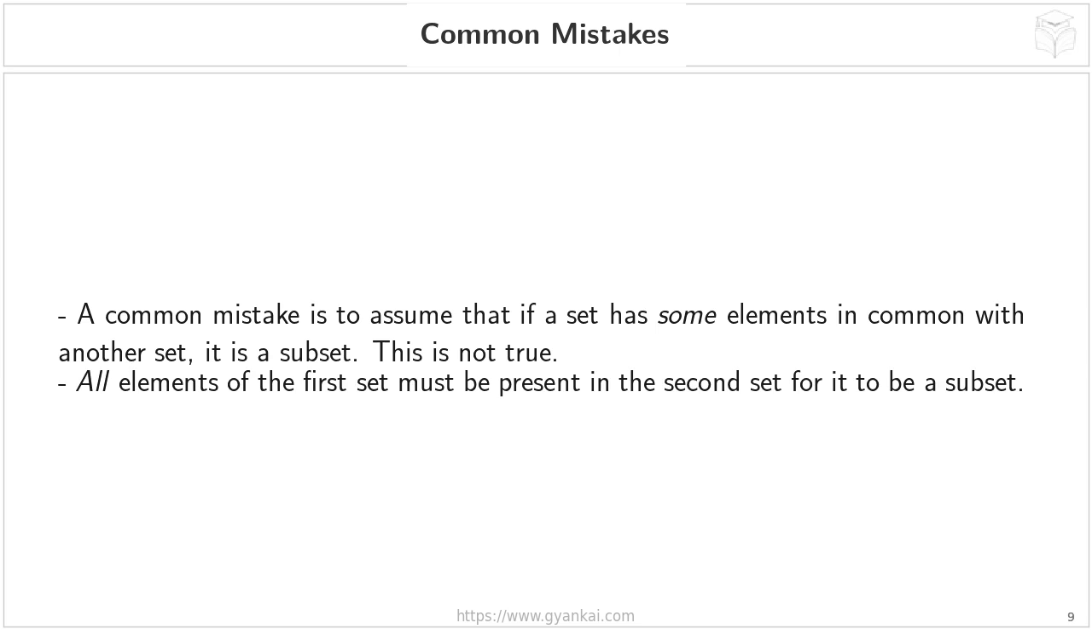Let's say you have a set A equals {1, 2, 3}, and a set B equals {3, 4, 5}. They both have 3 in common, but A is not a subset of B, because 1 and 2 aren't in B, and B isn't a subset of A either, because 4 and 5 aren't in A.